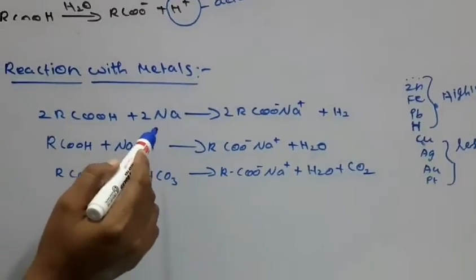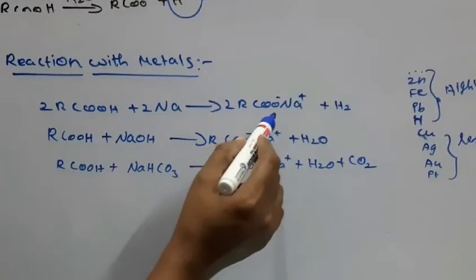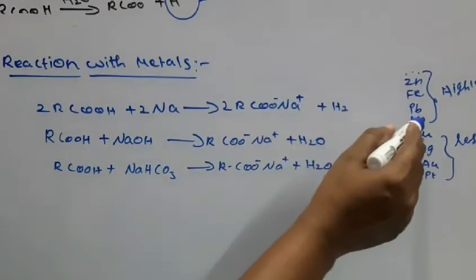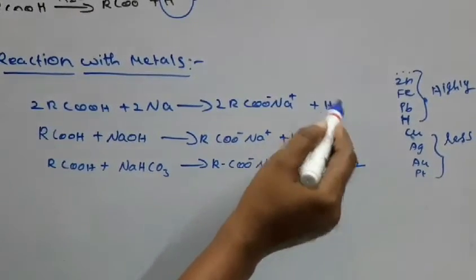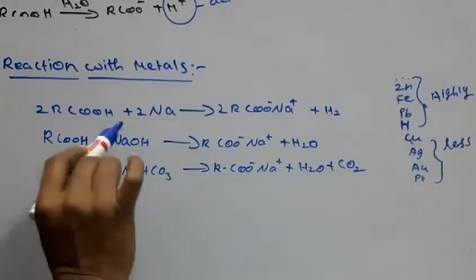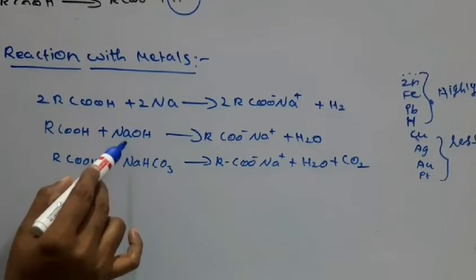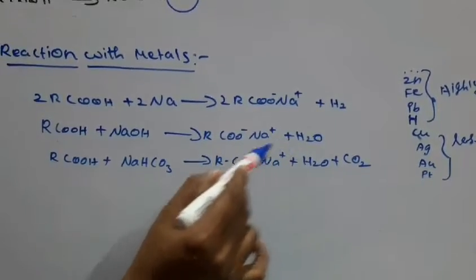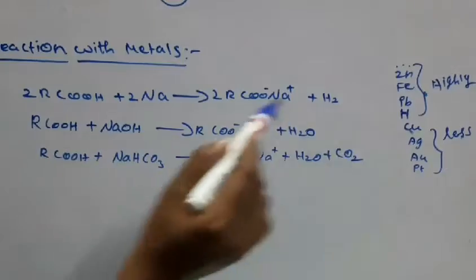The highly reactive elements like sodium react with carboxylic acid to produce carboxylate plus H2 gas, because a highly reactive element reacts with acid to release H plus. So this released H plus shows that it is a strong acid. At the same time, carboxylic acid reacts with sodium hydroxide to produce salt plus water, and with sodium bicarbonate it produces salt plus water plus CO2.